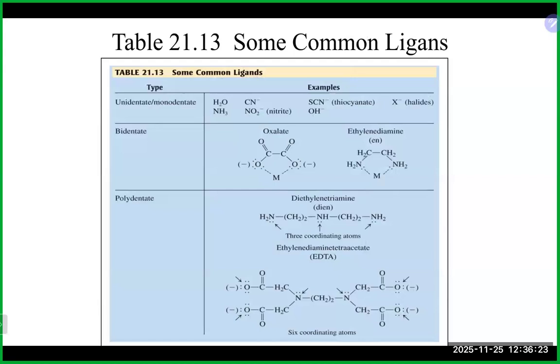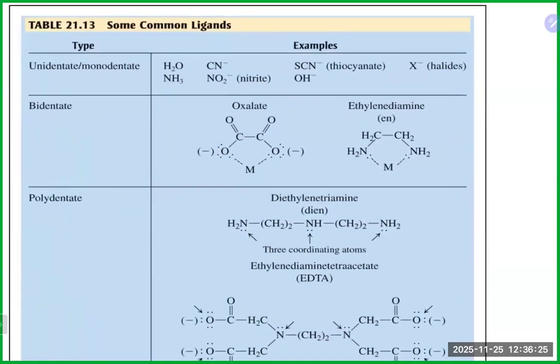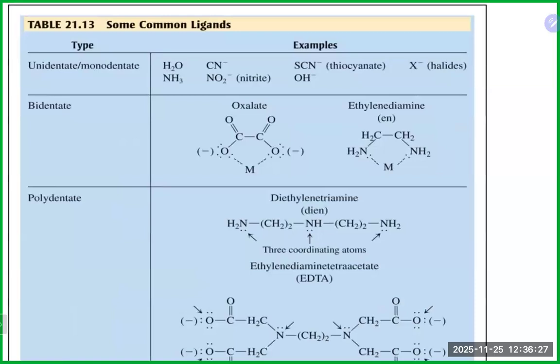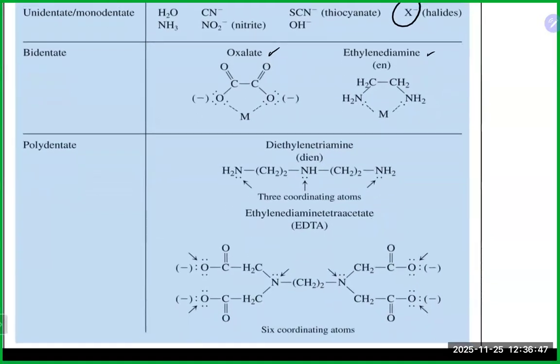Here are again some common ligands. Up on top are monodentate or unidentate ligands, and again things like water, cyanide, nitrite, hydroxide, thiocyanate. Any of the halogens are really good ones. There are our two common bidentates, so you get two coordinations per one. Polydentate. Here's one that's actually diene.